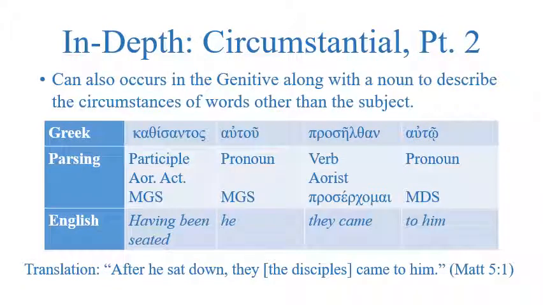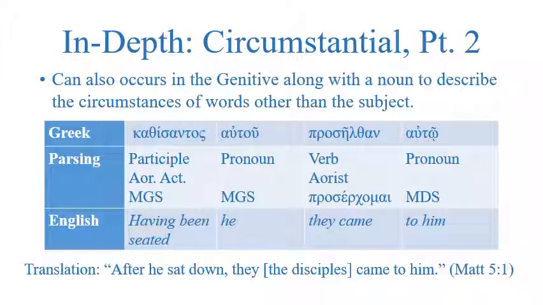If we want to give a description of the circumstances of someone other than the subject, we can use the participle in the genitive along with a noun or a pronoun to describe those circumstances. In Matthew 5:1, kathisantos autou pros elthein auto. Pros elthein auto is our main phrase. They came to him. But we want to say something about the him, in this case again, Jesus. And so we say kathisantos autou.